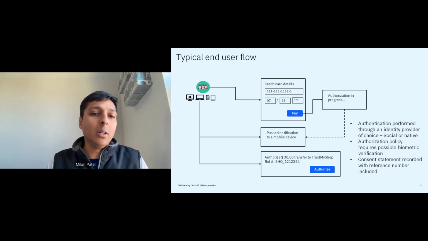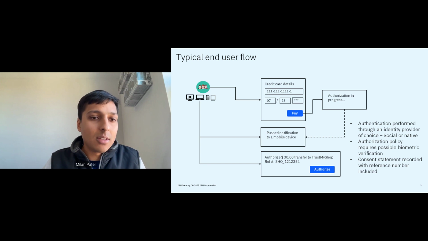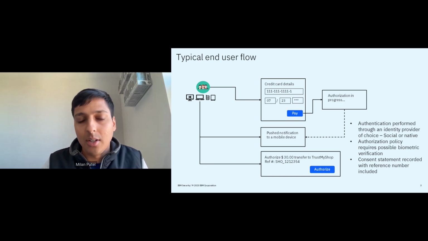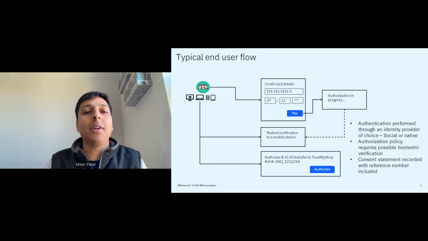Now, going a little bit deeper into a typical end user flow. So as we see this, the user enters credit card information, it goes through a payment process, and as part of that payment process, they get a push notification to their mobile device. That push notification may say, "Hey, you are making this payment on behalf of you as the user, and you need to authorize certain clip levels and certain details associated with the transaction." And this could be done again via push mobile notification.